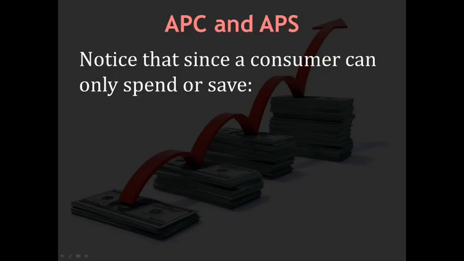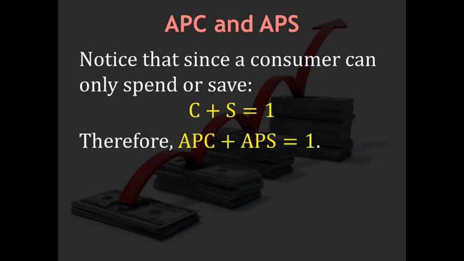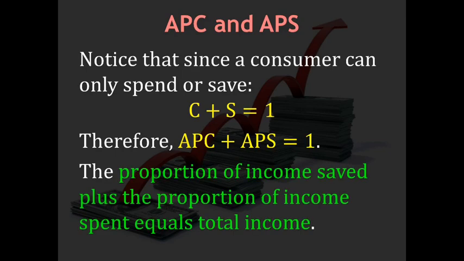Now, if you will notice, a consumer can only spend or save. So let's suppose you have $1. Your consumption plus your saving has to equal $1. Therefore, the average propensity to consume plus the average propensity to save also has to equal 1, which means the proportion of income saved plus the proportion of income spent has to equal your total income.